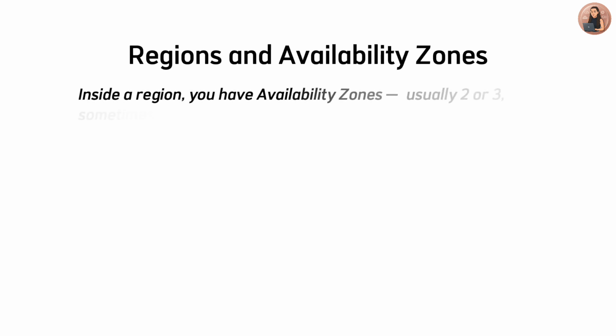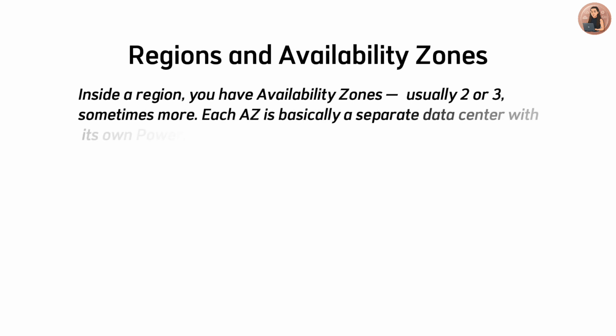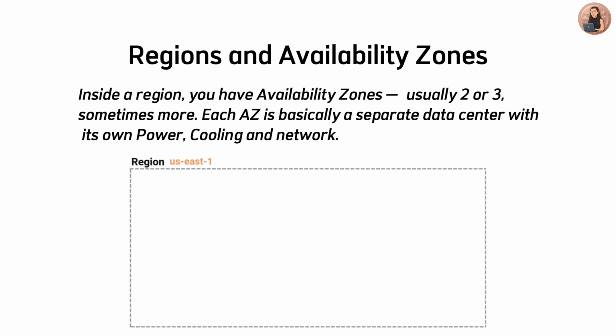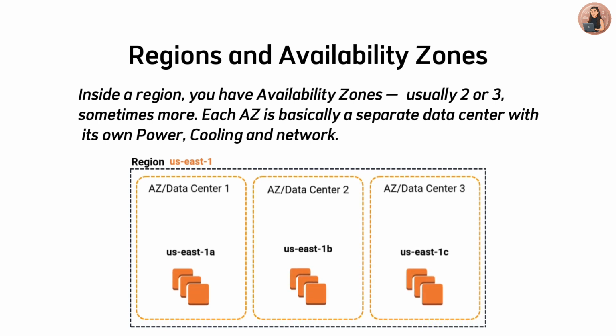Availability zones. Inside the region, you have availability zones, usually 2 or 3, sometimes more. Each AZ is basically a separate data center with its own power, cooling, and network. So when you run something important on AWS, you can spread it across multiple AZs. That way, if one goes dark, like a power outage or hardware fail, your app keeps humming.